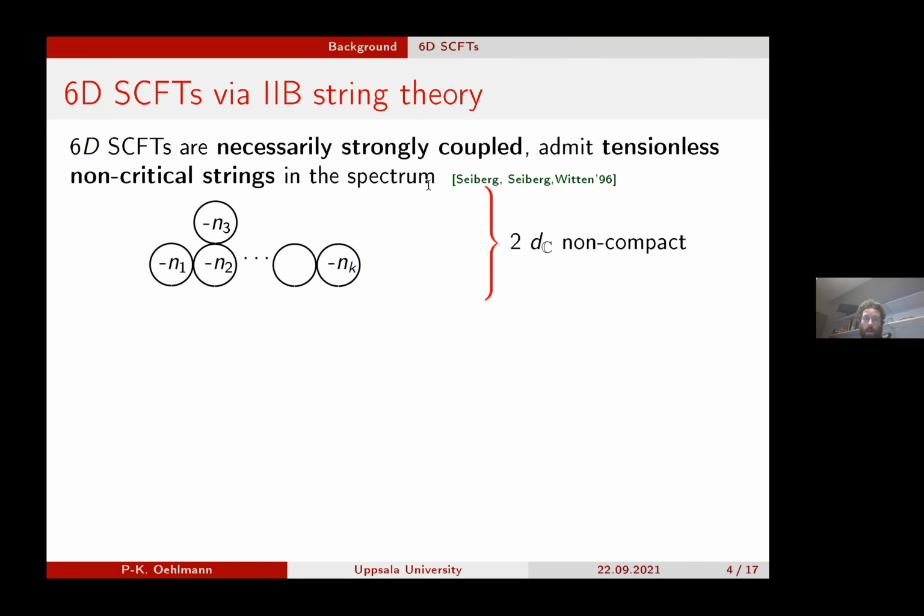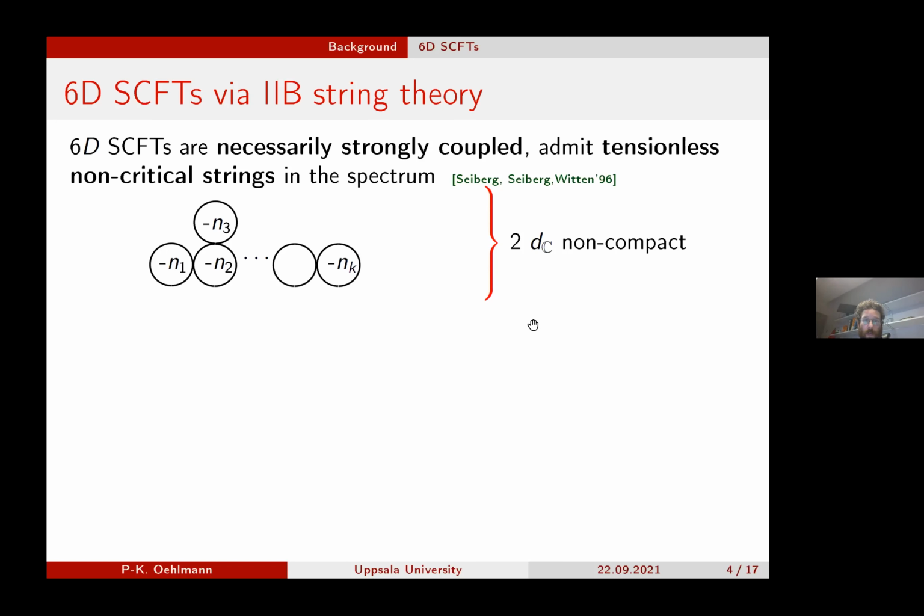They are superconformal field theories that are living in the maximum amount, the maximum dimensions, and it has been shown by Seiberg and Witten that these are theories that are necessarily strongly coupled and that they admit tensionless strings in their spectrum. So these are theories that are necessarily not Lagrangian. Great. So now what we can do is we can engineer these theories geometrically.